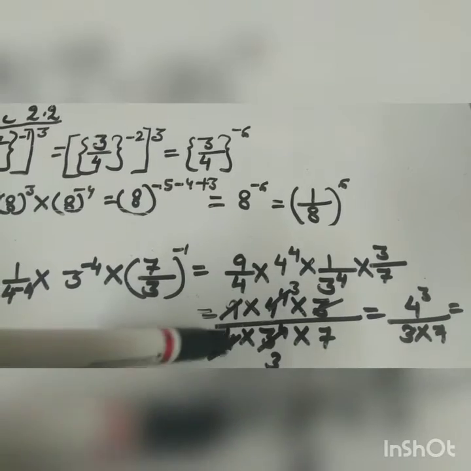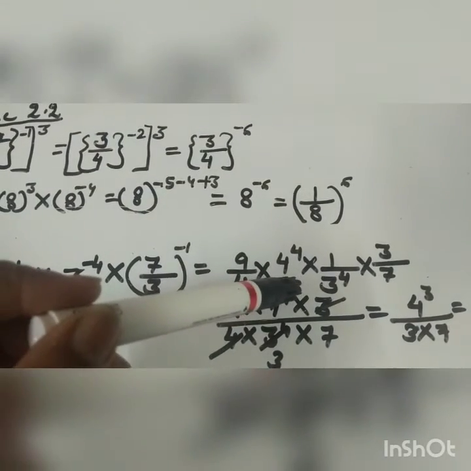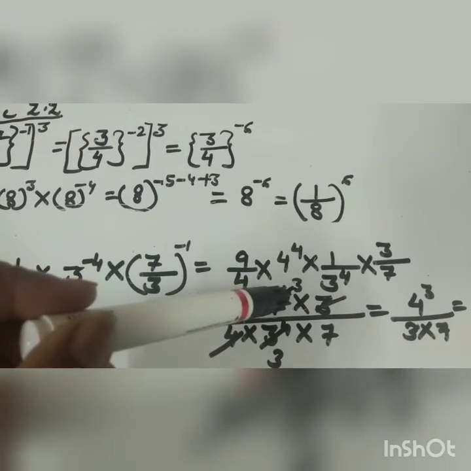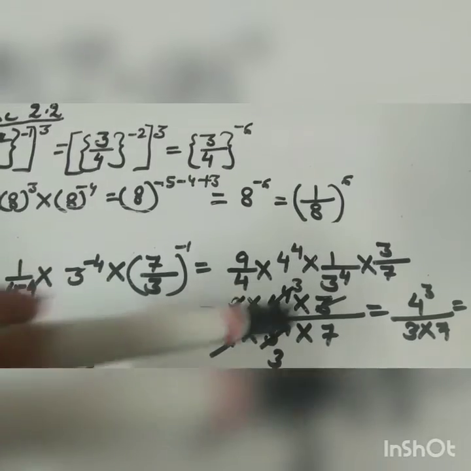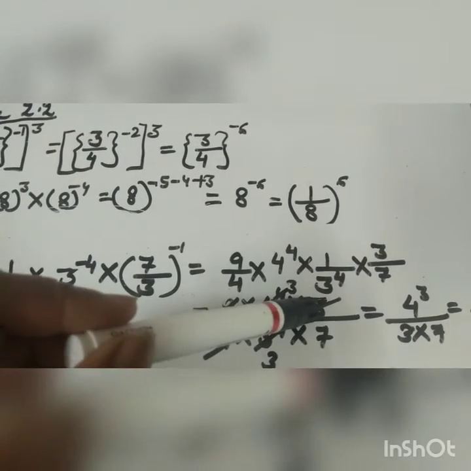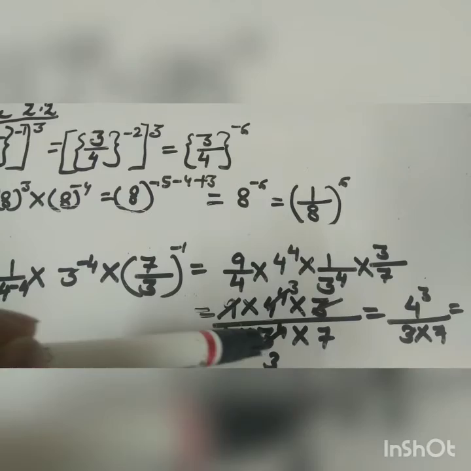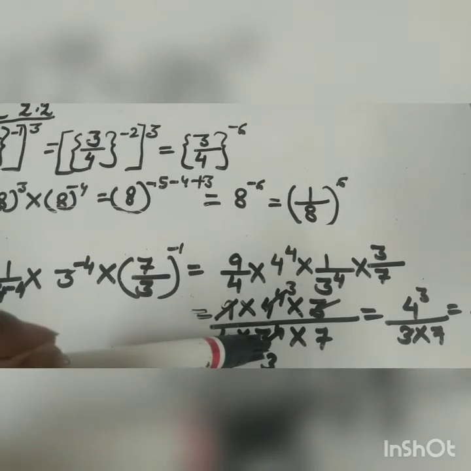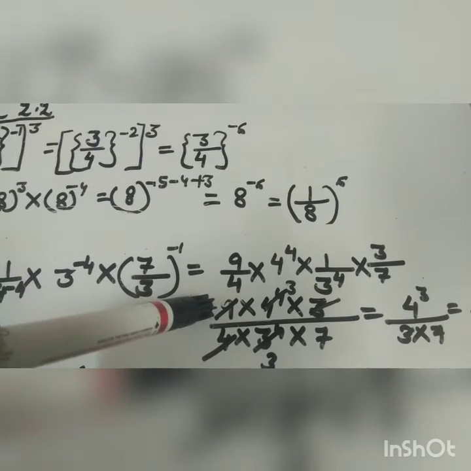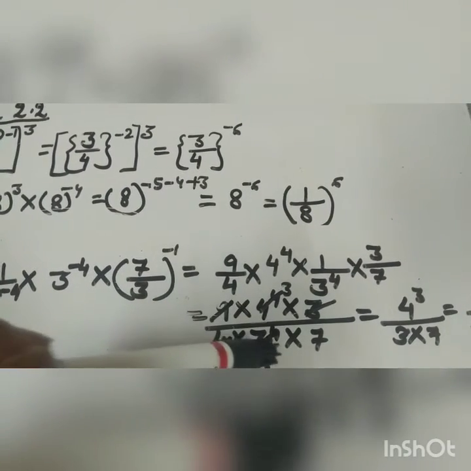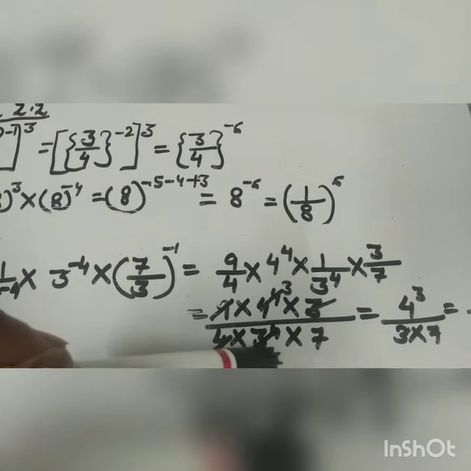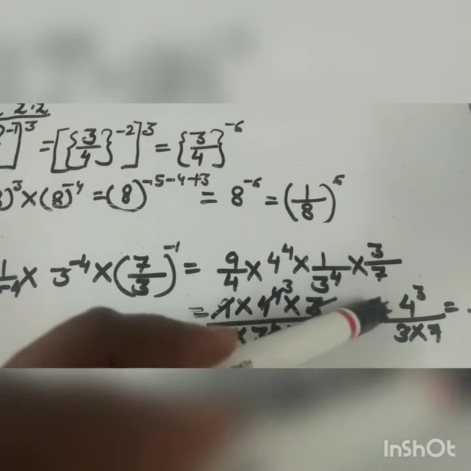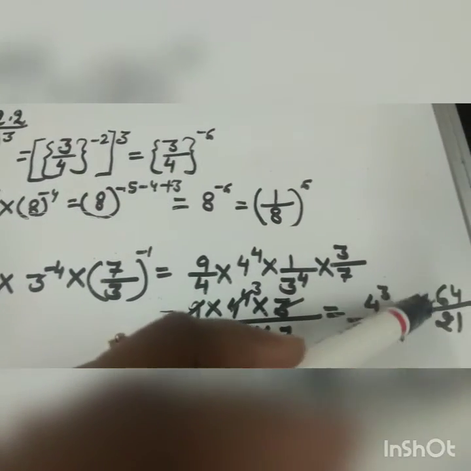Now what happens? 4 and 4, one of the 4's goes, you will be left with 4 cube. And here also 3 and one of the 3 goes, you will be left with 3 cube. So 3 cube here and 9 here. So it will go, you will be left with 1 3. So 4 cube upon 3 into 7. So 64 upon 21 will be the final answer.